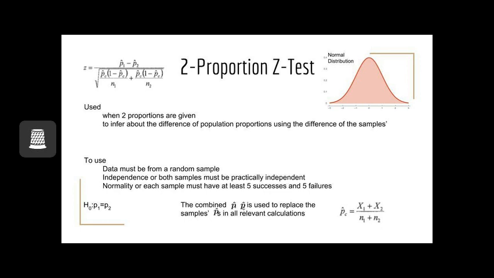The data must be from a random sample, the samples must be independent or practically independent, and the normality of each sample must have at least 5 successes and 5 failures. The null hypothesis is that the proportion of one is equal to the proportion of another, and the combined p hat sub c is used to replace the samples' p hat sub s in all relevant calculations. The equation for p hat sub c can be found on the bottom right corner of the slide.